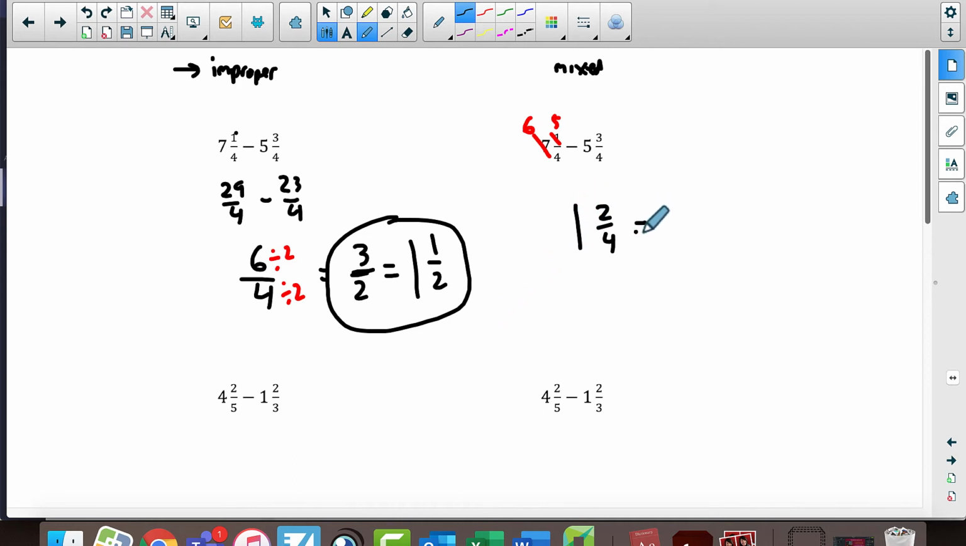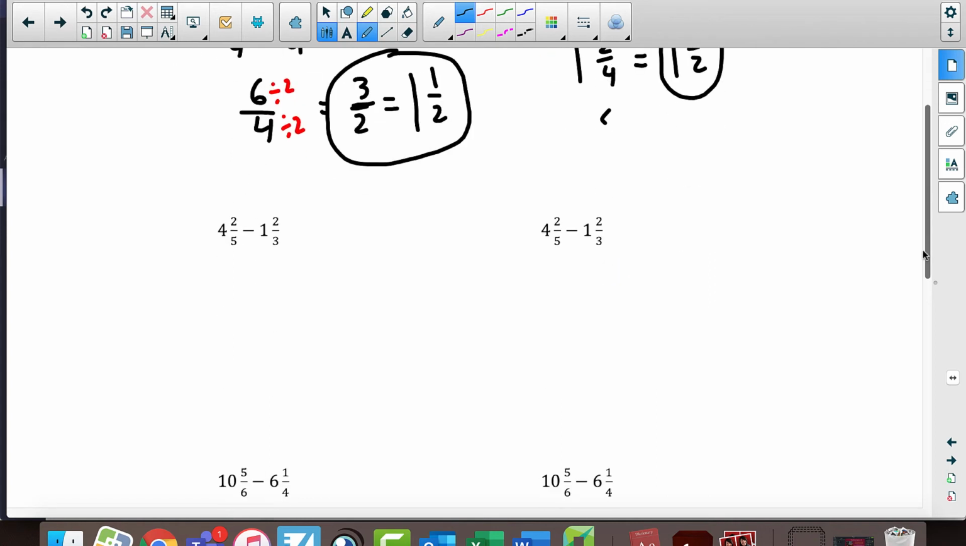Is that in lowest terms? No. 2 over 4, you can divide them both by 2, and you end up with 1 over 2. And that's exactly what we had here. So that's your answer. Okay, next.